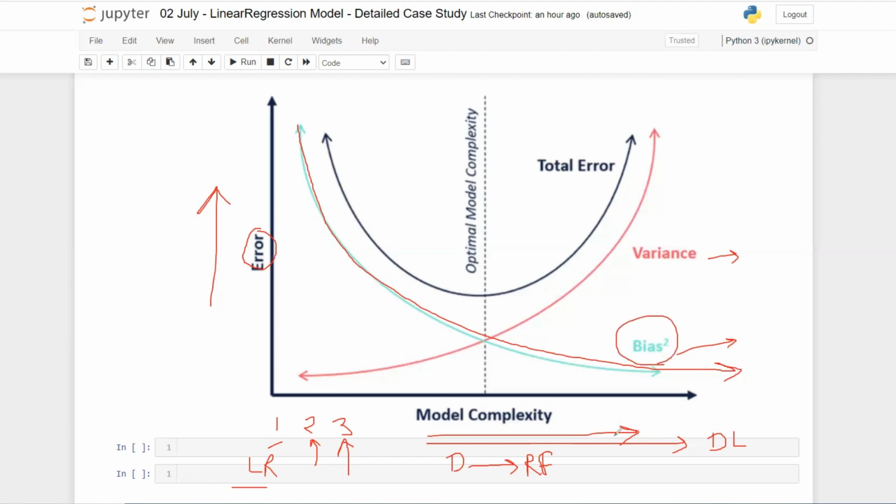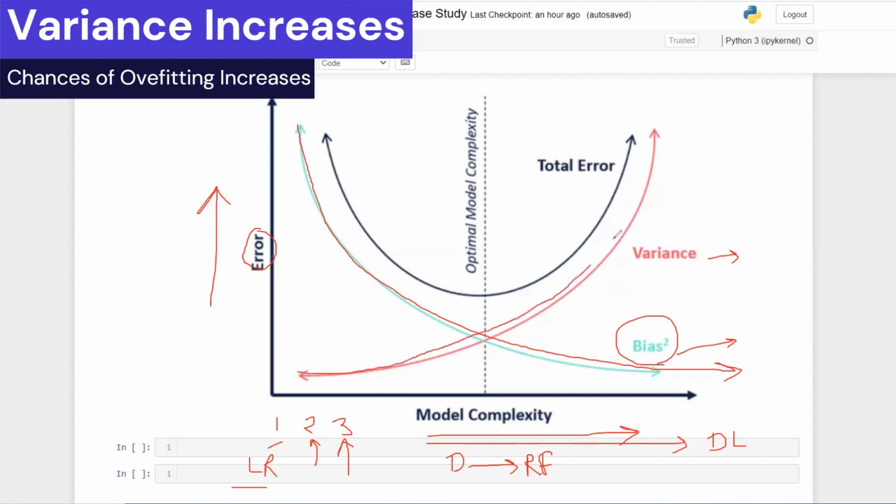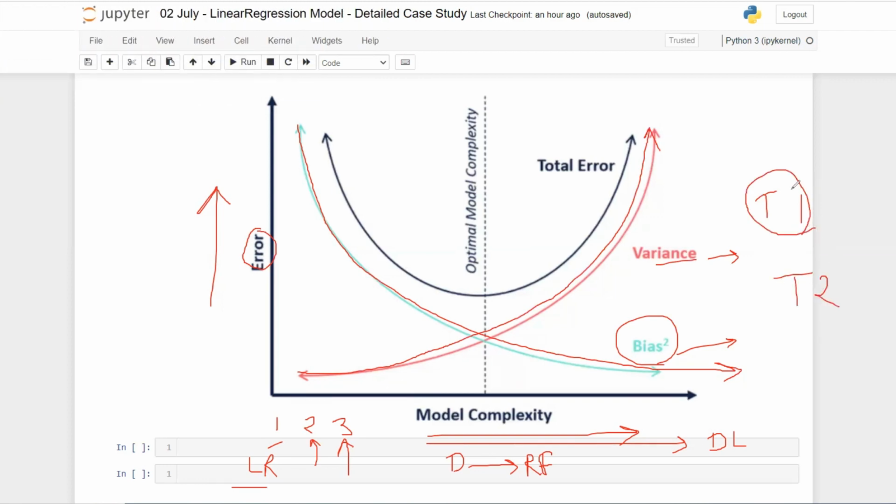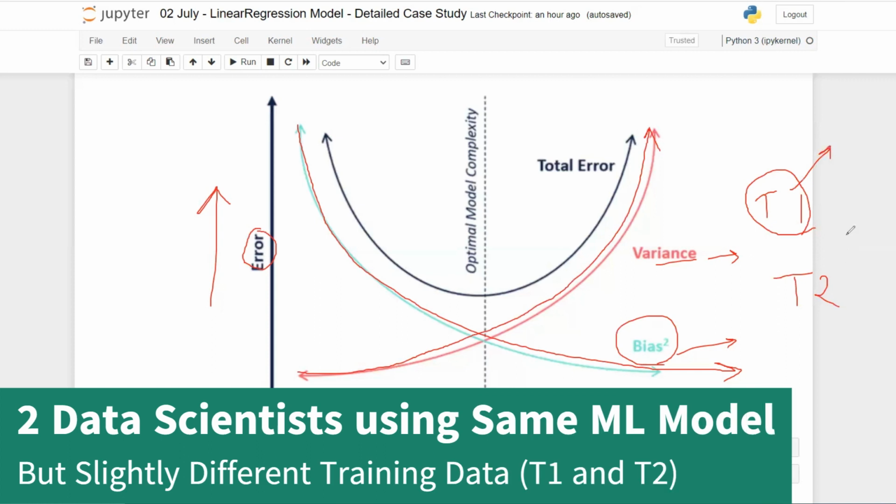But the problem will come as you move towards the complex model: the variance keeps increasing. What is variance? Let's say you have training data 1 and training data 2, so you have two data sets. Let's say Deepak is using training data T1 and Anup is using training data T2, but both of them are using the same model.